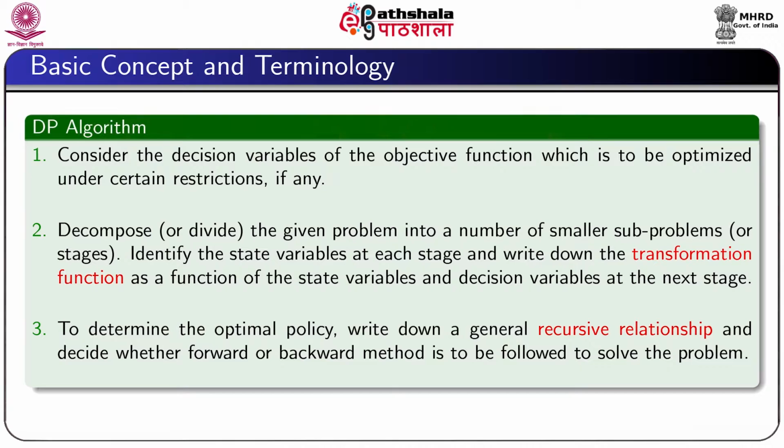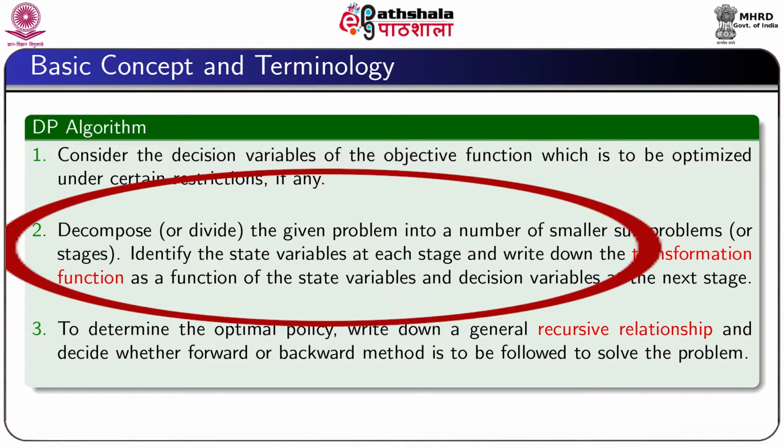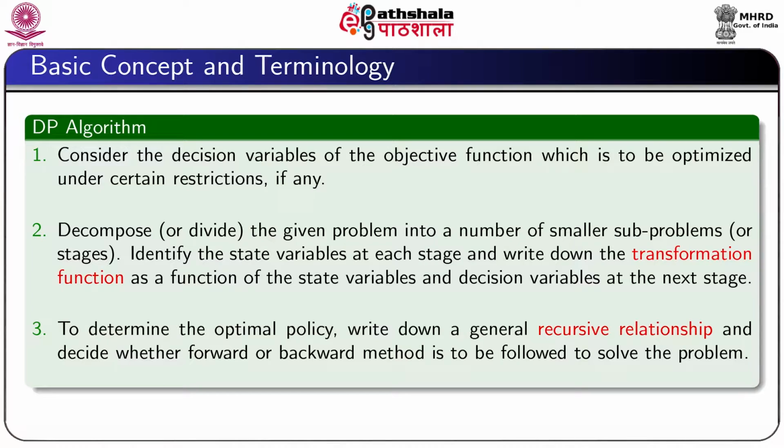Step 2, decompose the given problem into a number of smaller sub-problems. Identify the state variables at each stage and write down the transformation function as a function of the state variables and decision variables at the next stage. Step 3, write down a general recursive relationship for computing the optimal policy, and then decide whether forward or backward method is to follow to solve the problem.